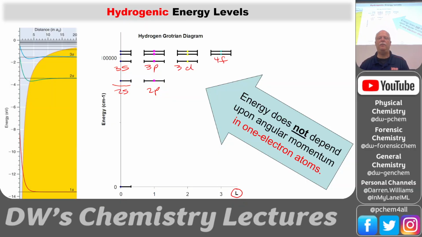So the energy does not depend upon angular momentum in one-electron atoms, but that only applies to hydrogen. Okay, or helium plus, or oxygen 7 plus, or uranium 91 plus. So any of those systems, you take all the electrons but one, then this is the energy level diagram for it. And this has a special name, so put a little box around this: Grotrian diagram. Okay, so that's the energy level of an atom's electron cloud, is a Grotrian diagram. I guess that's somebody's name, I don't know.